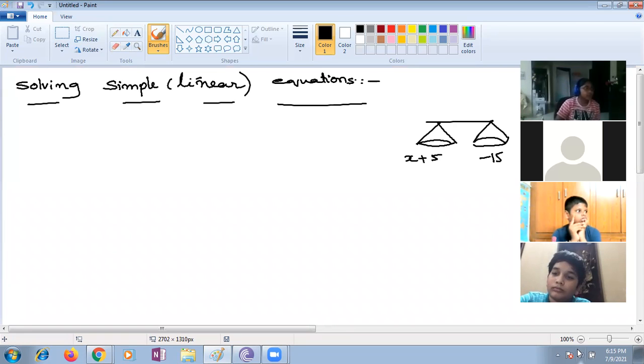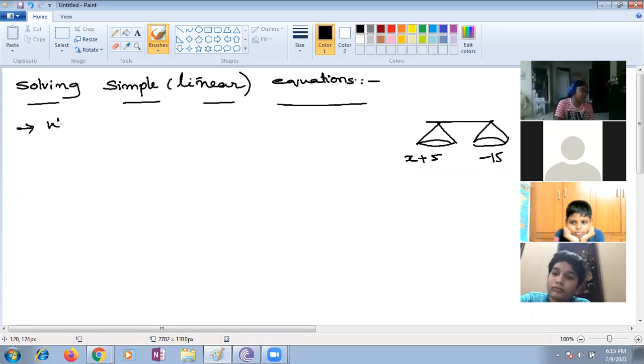Before going to that, how to solve simple equations? My children are very small because they are going to 8th grade. They can do it in different methods also. They can make a very fast solution for the equations. What is happening is very important, children. When you are balancing, what is happening in this is very important.